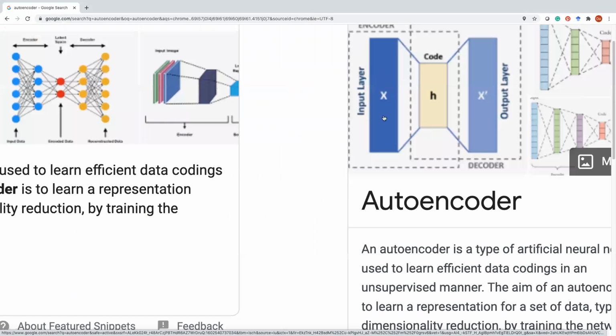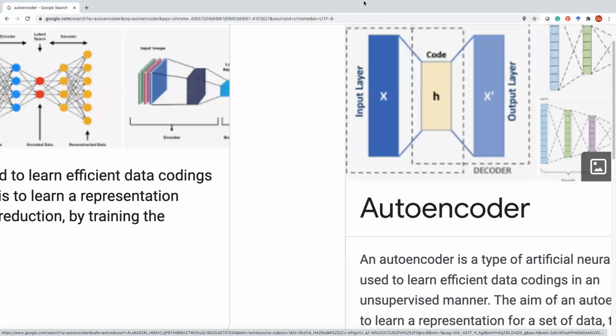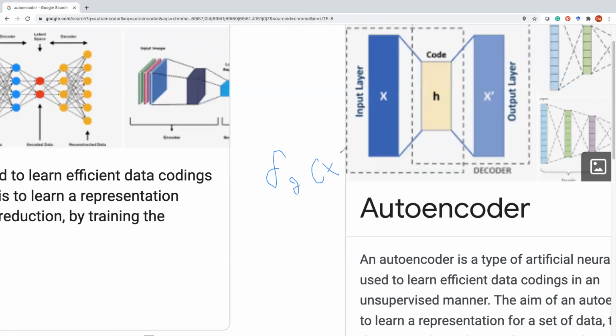You have input X, right? We know that our machine learning model is something like, let me use a pen here, f theta of x equal to y. This is a general machine learning model. Here, this model has actually considered two parts: the encoder part from X to H, and the decoder part, H back to X prime.